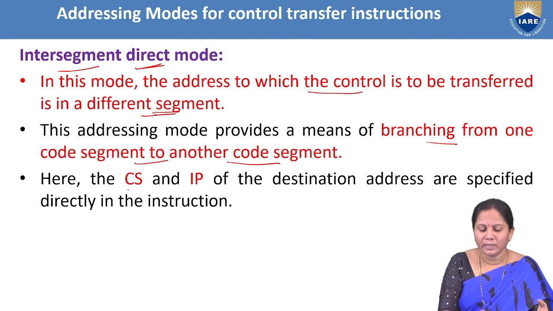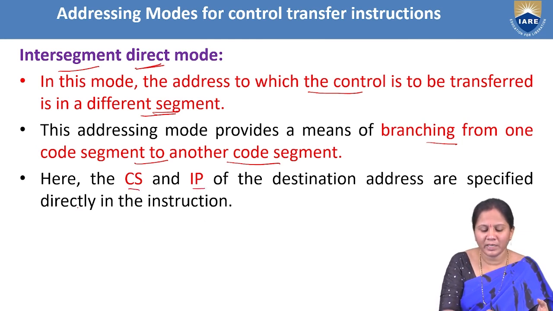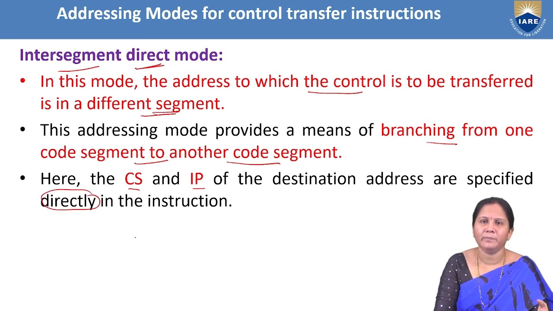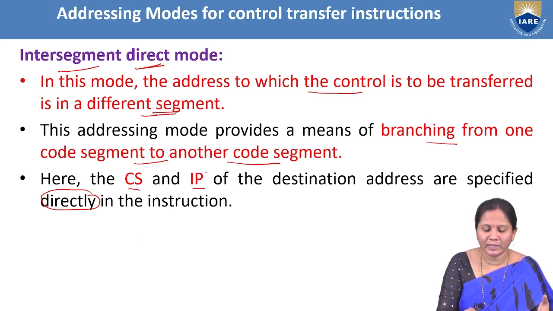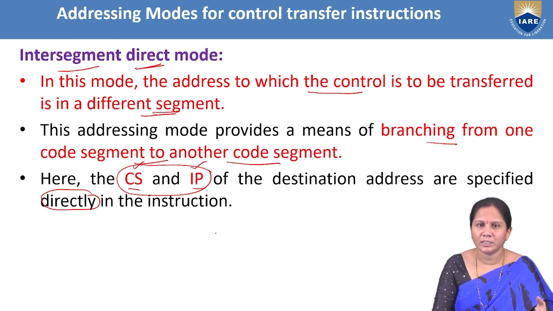And here the code segment and instruction pointer of the destination address will be specified directly. That means the predefined address where the control has to move, that is the physical address, will be calculated with the help of this segment address and offset address. Because here the segment address will be from the code segment and the offset address will be from the pointer register, that is, from the instruction pointer register.